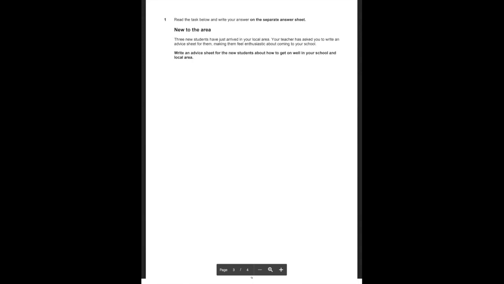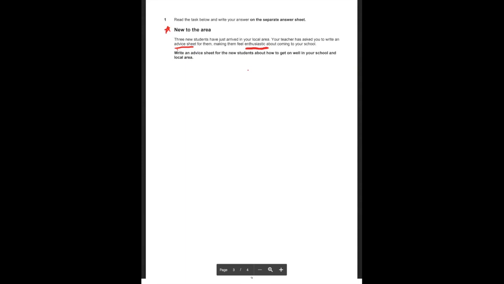New to the area is the first thing to take note of. And this, of course, is the theme, the main concept. Themes are important to understand as they guide the emotions of people and they guide the real focus that you want to have over here in this particular text. We'll come back to that in some time. 3 new students have just arrived in your local area. Your teacher has asked you to write an advice sheet for them, making them feel enthusiastic about coming to your school.